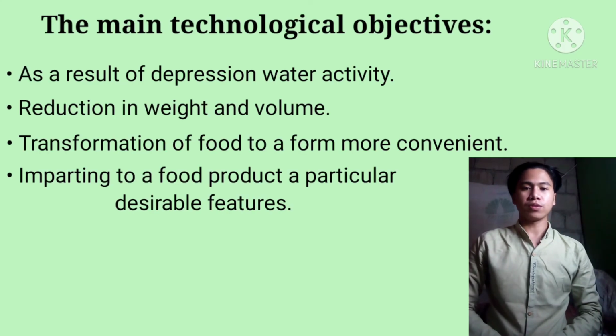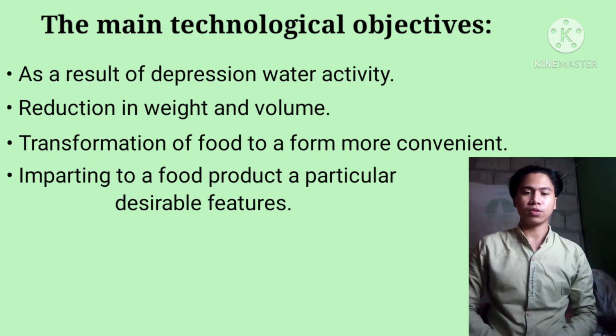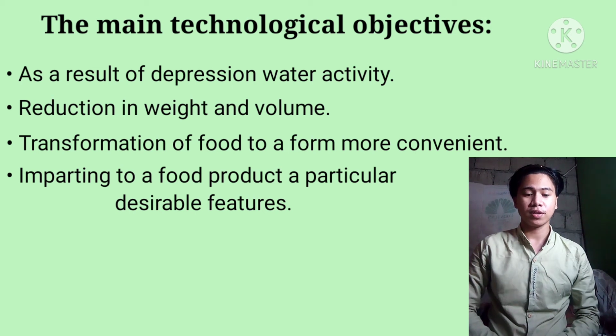So let's go now to the main technological objectives of food dehydration. First is as a result of depletion of water activity. Next is reduction in weight and volume. And the third is transformation of food to a more convenient form. The last objective is imparting to a food product particular desirable features.